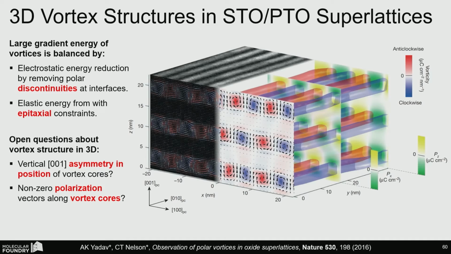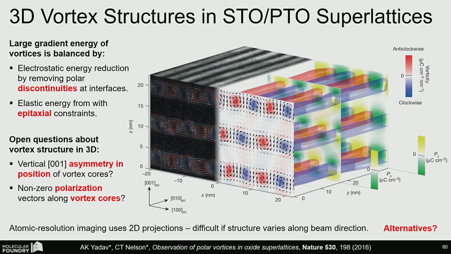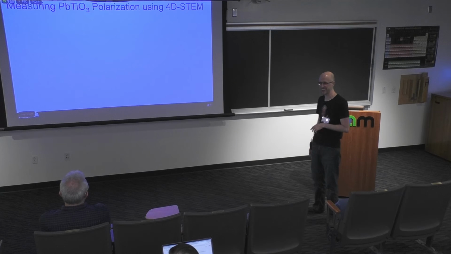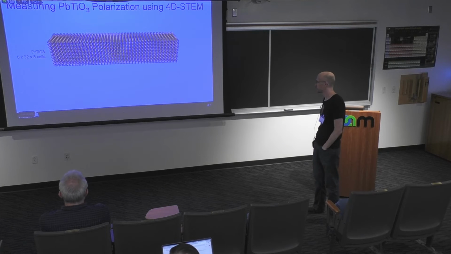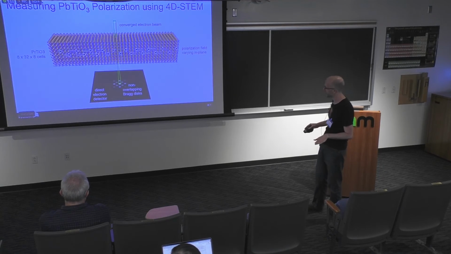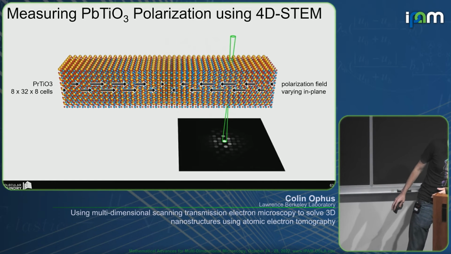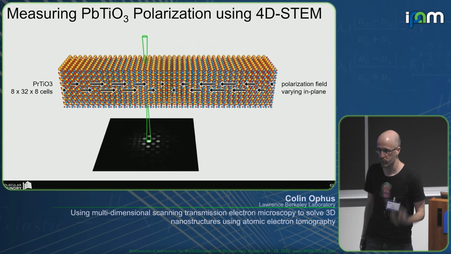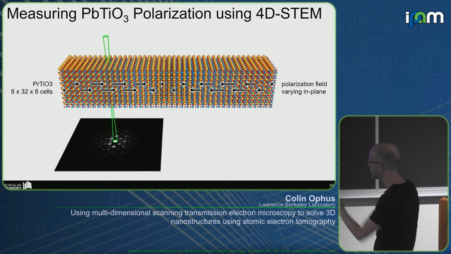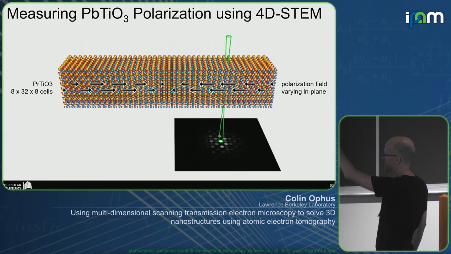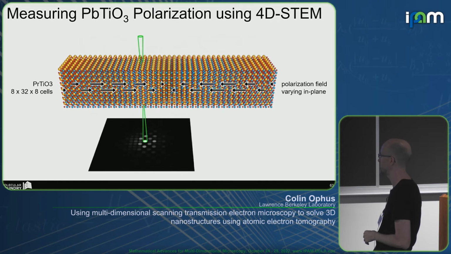That's because we can only look at the material face on here. What can we do? Well, of course, this is a 4D STEM talk, so we're going to do 4D STEM. The polarization field here, if I just take a toy model, just like I did before, and I scan back and forth, the diffraction pattern is a good fingerprint of the polarization field. You can immediately see the left-right polarization changes as a function of the sine wave of polarization I put into the material.